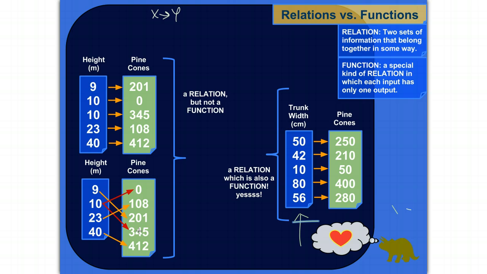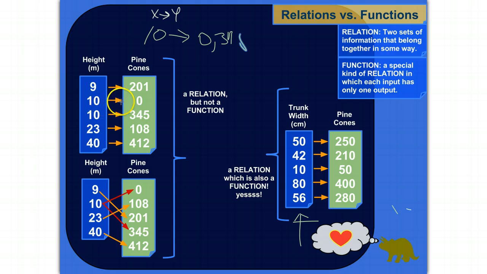So for example, if I were wondering if this is a function, and I said, let me put the number 10 into this function. So give me a tree with height 10. How many pine cones does it have? I couldn't really answer that question. The answer could be 0, or it could be 345. I don't really know, because the same number 10 is associated with 2 different values here.